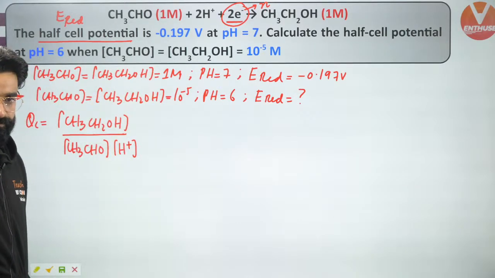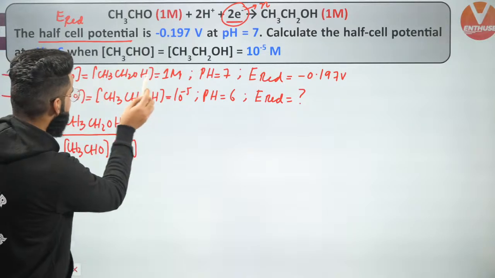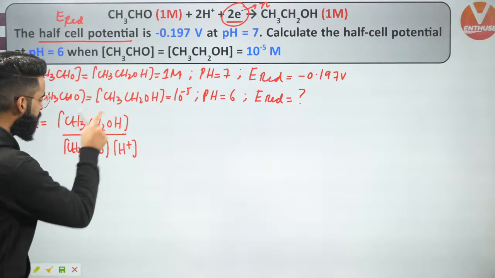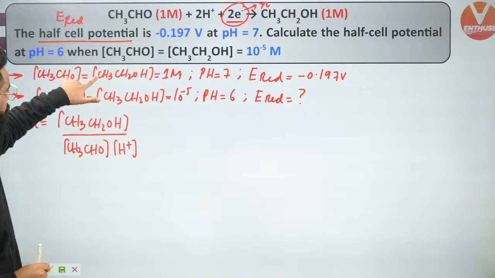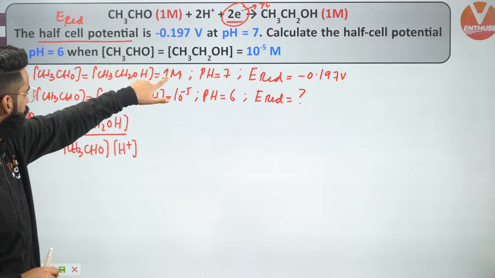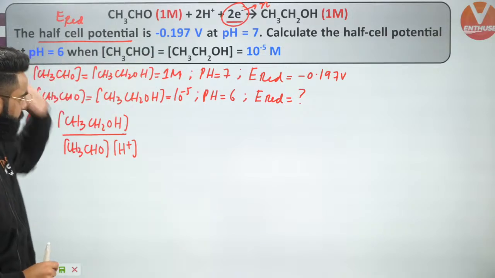Now people, if you can notice one thing right here, in both the cases I'm keeping the concentration of this one and this one the same. In the initial case, I'm keeping the concentration of both of them as 1 molar, and in the later case, I'm keeping the concentration of both of them equal to 10 power minus 5.